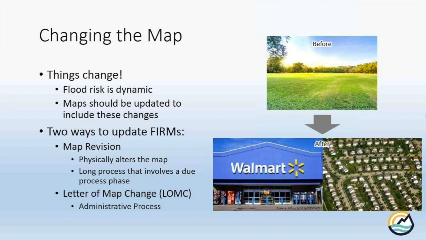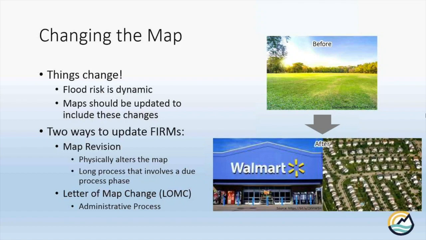There are two ways that you can update flood insurance rate maps. The first one is a physical map revision, so physically changing the map that is used. Now, this is a long process because, again, it's incorporated by reference. It's a legal document, so there's a due process phase that it goes through to allow people to comment, to make objections, to submit better data. So that is a possibility, but it's generally a long and costly process.